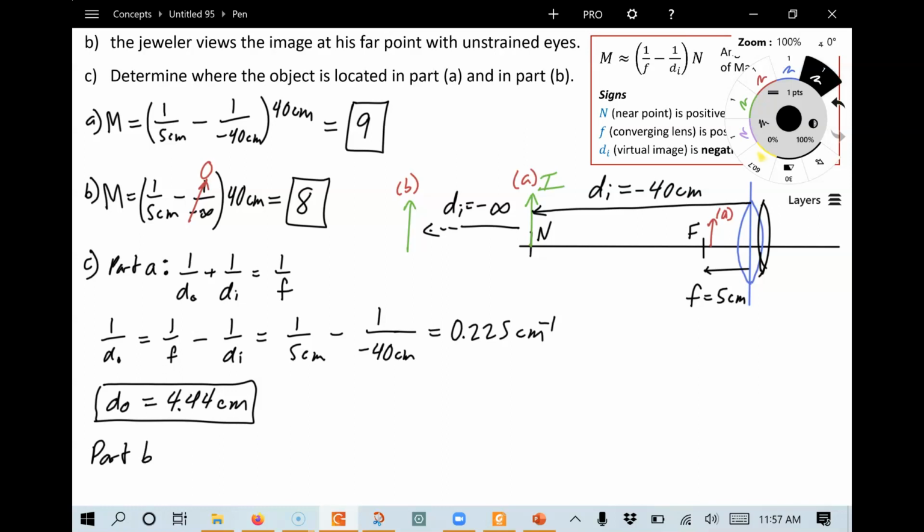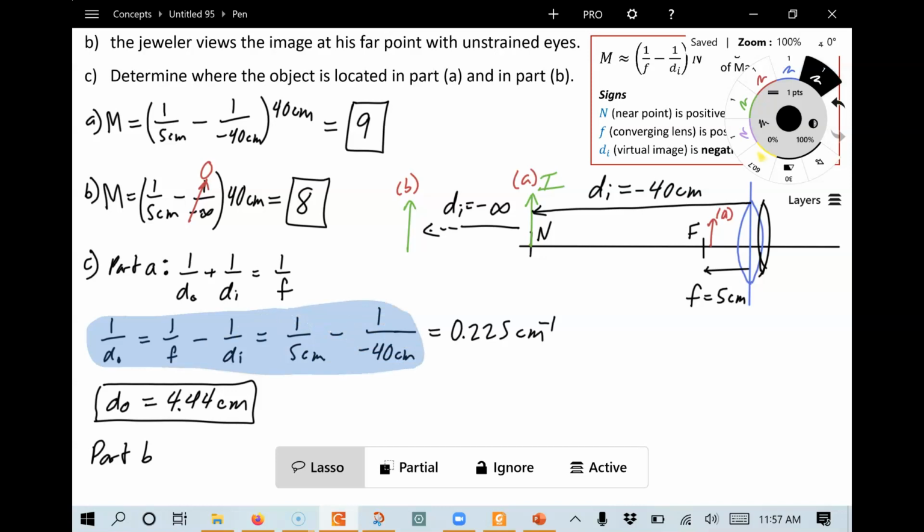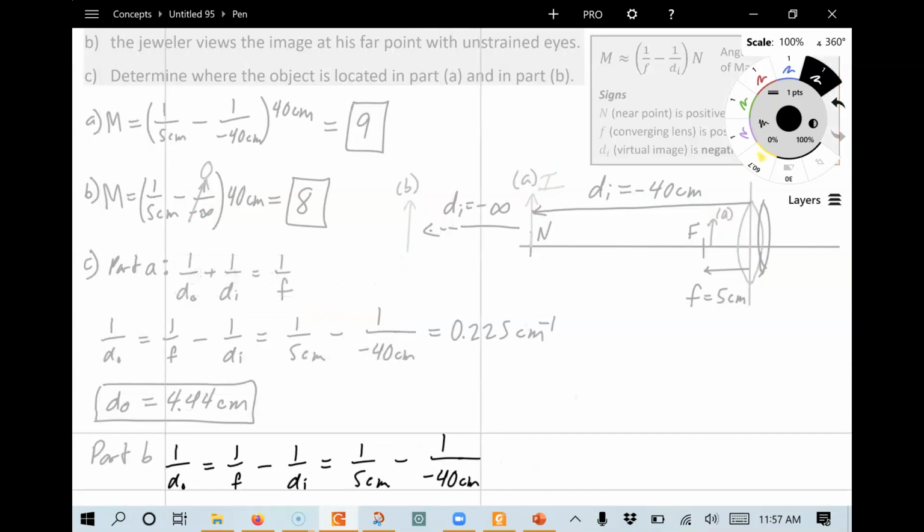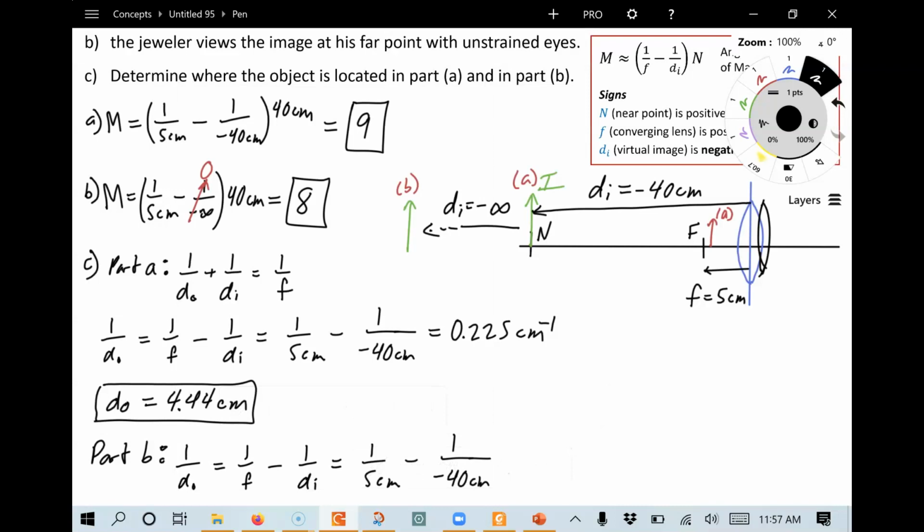So for part B, again, we're going to do the exact same thing. Now we're just going to change the value of the focal length, right? So we can take this exact same set of things here. We want to calculate what do is. We've got to change this. No longer minus 40. Now it's minus infinity. So this whole thing is 0. And we can see 1 over do equals 1 over 5 centimeters, right? Which means that do in part B is just equal to 5 centimeters.